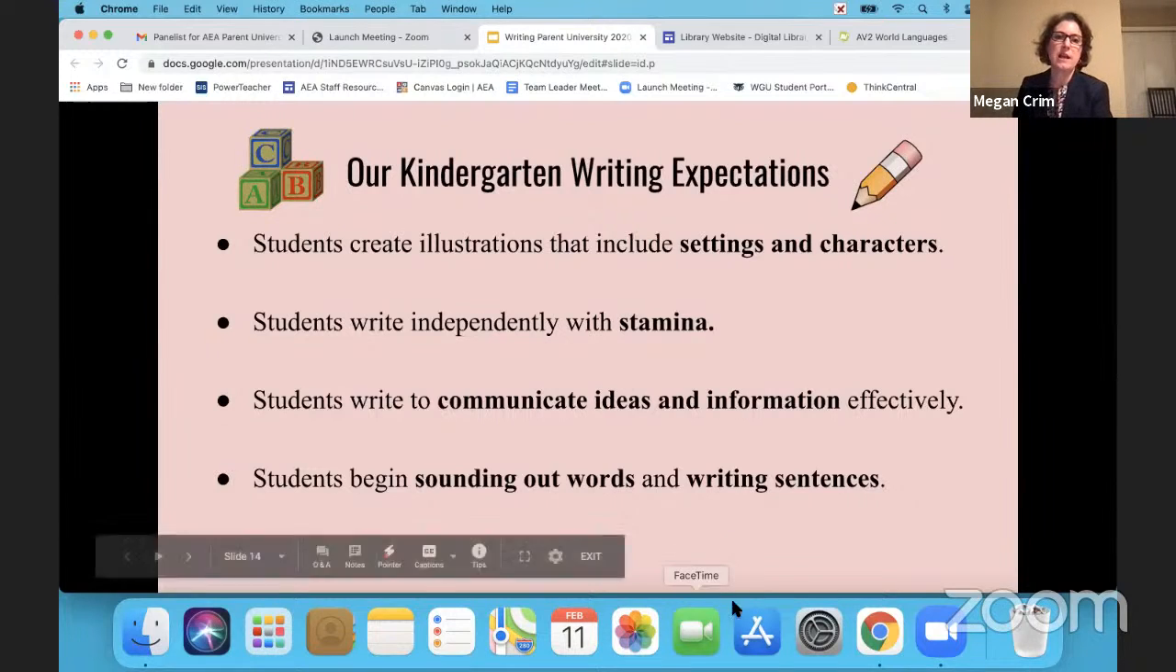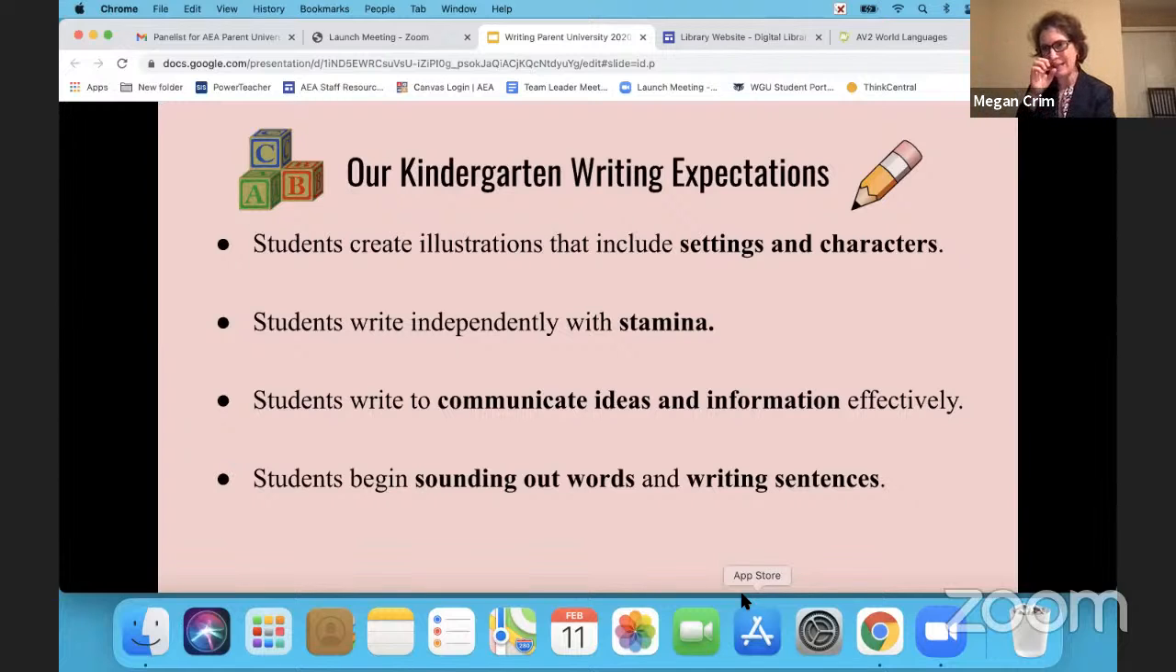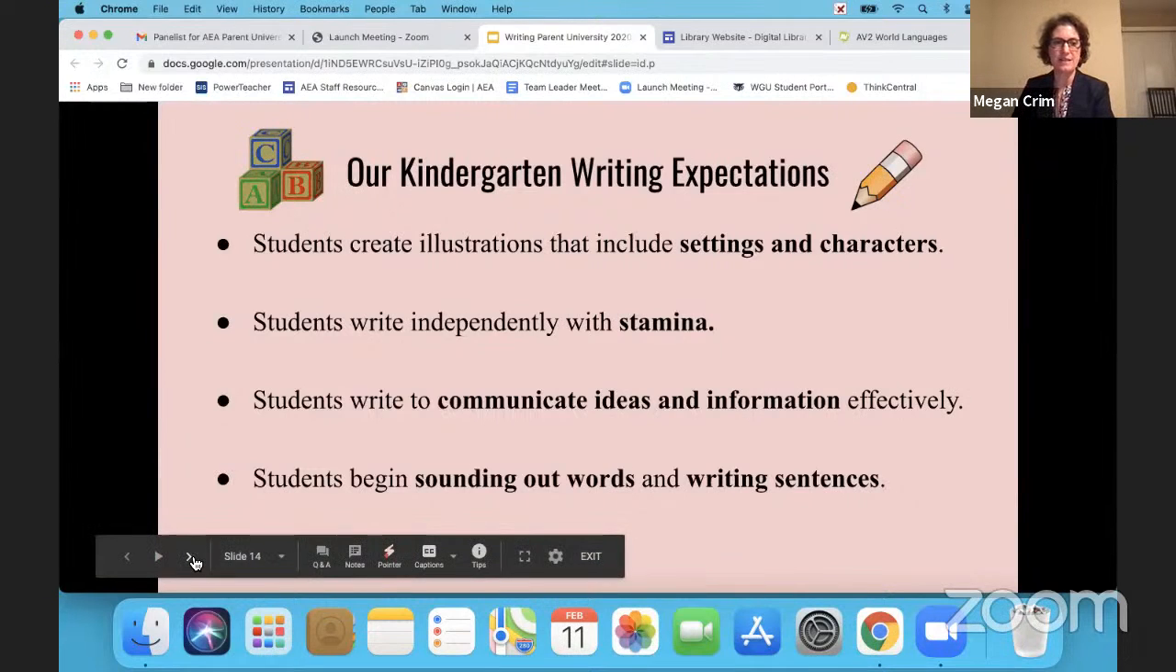Students write independently with stamina. Stamina is something that you build, I know, from running. But you can't ask a kindergartner or first grader to sit down and write a full page or write for 10 minutes. It is something that they gradually have to build that stamina. The idea, you want to make sure that students have this idea that they can communicate ideas and information effectively. And you want your kindergartner to be able to begin sounding out words and begin getting a sense of a sentence.